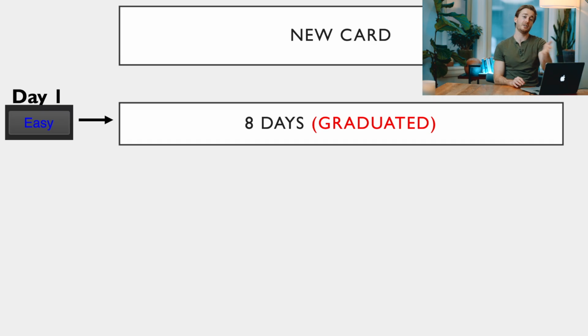So you're skipping a step. Now you could do this whenever, right? So if you see a learning card, you see it on day 1 and you hit easy right away, that means you're gonna see it 8 days in the future or at day 9 and that card is graduated.